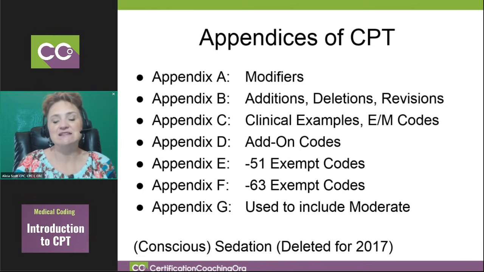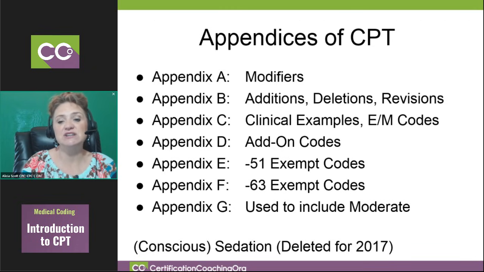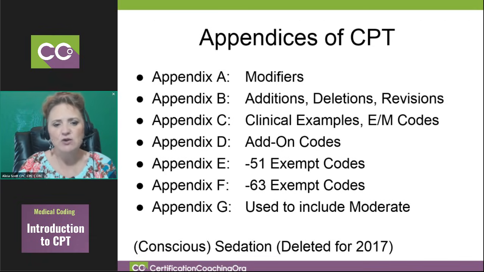Appendix B is a list of any additions, deletions, and revisions. For the most part, you may not look at that too much unless you're looking up a deletion. It's like, I can't find that code. Did they delete that code? You can go and look real quick in Appendix B and say, oh, wow, they deleted that code. I'm not going crazy, right?